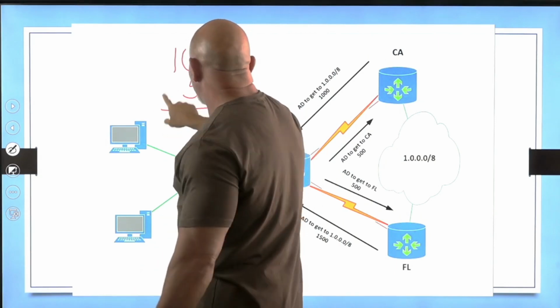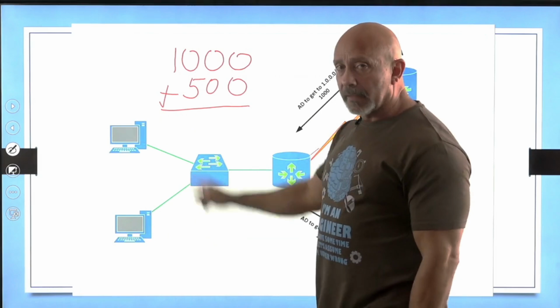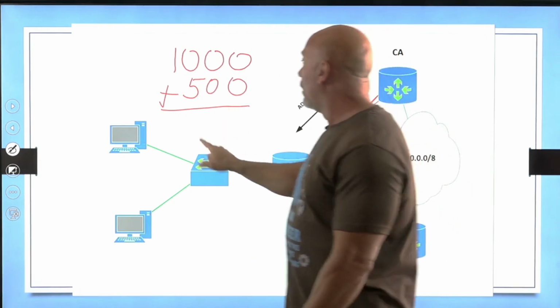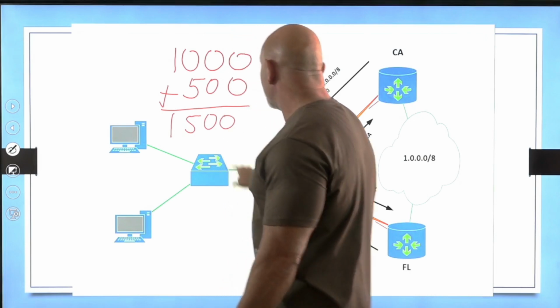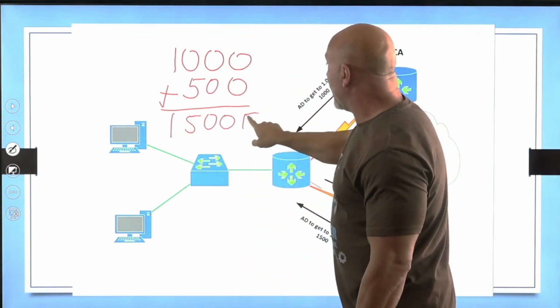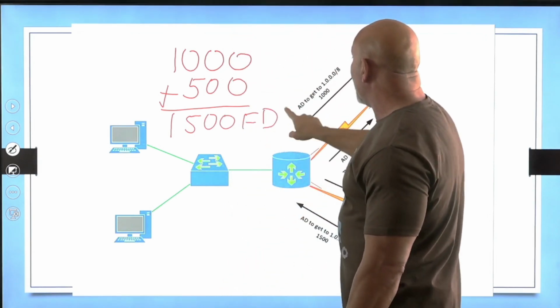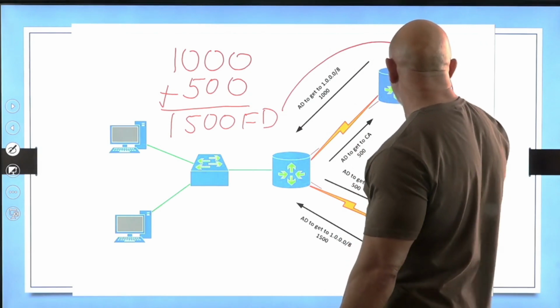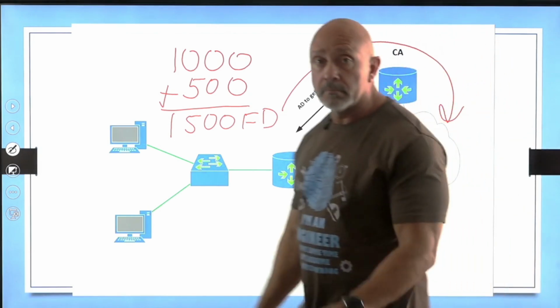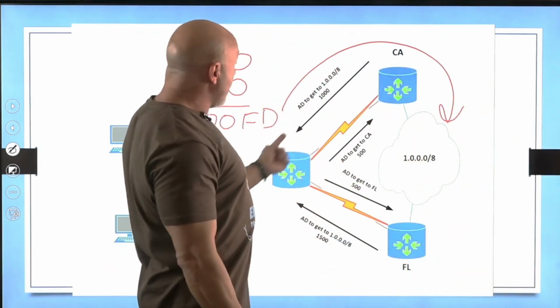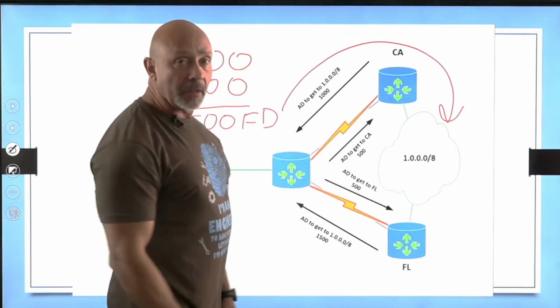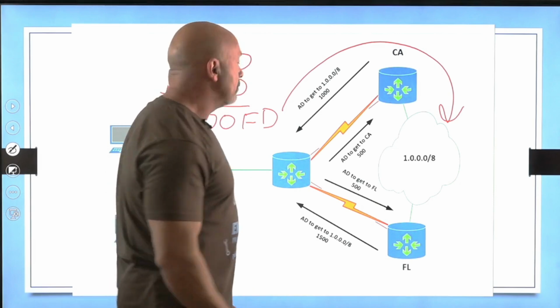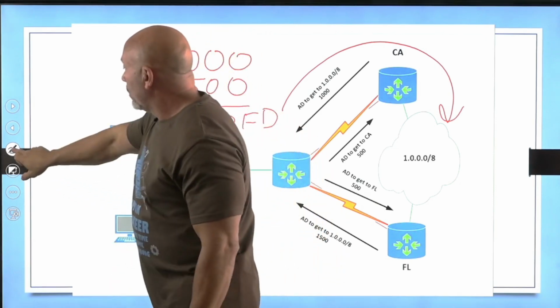Right? I add, that is a plus symbol. I add those two, I get 1,500. So that means the feasible distance, right? That gives me a feasible distance to get to that network right there. So through here, if I go through California to get over here, that's going to cost me 1,500. Okay, not a problem. Now we know.